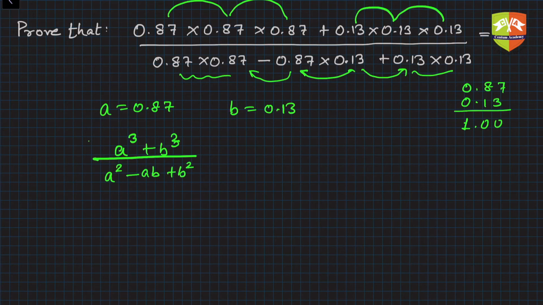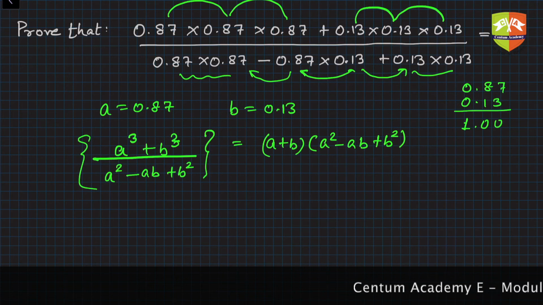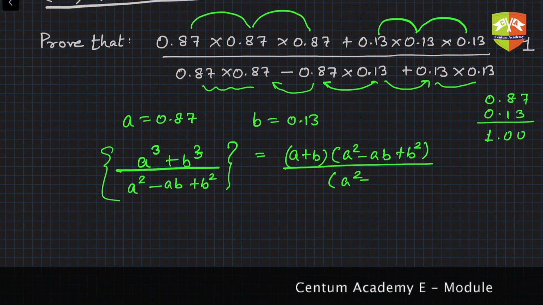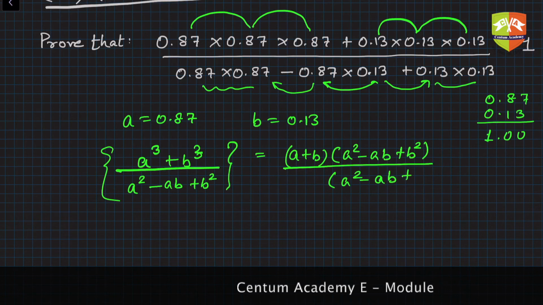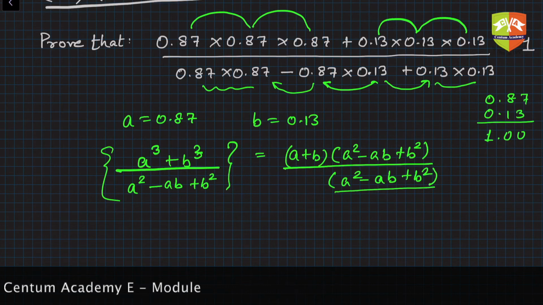Now by the moment you write this, your mouth starts watering. That we know already. Why? Because A cube plus B cube is (A plus B) times (A square minus AB plus B square), isn't it? A cube plus B cube is always like that. And the denominator is A square minus AB plus B square. Assuming this is not equal to 0, we can cancel both, isn't it?